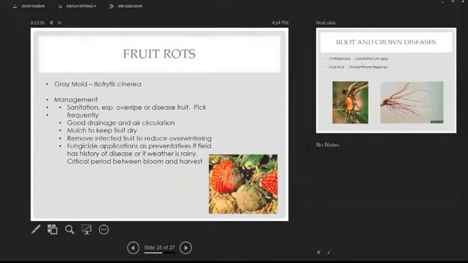We're managing gray mold or Botrytis with sanitation. Clean picking, absolutely critical. Good drainage and air circulation to keep those fruit dry, very important. Mulching, again, to keep your fruit dry. I'm repeating the same things over and over, right? That's, I guess, an indication of how important cultural practices are. And this is one that I absolutely would use fungicides on if you're a commercial grower, so that you can protect your fruit between bloom and harvest.